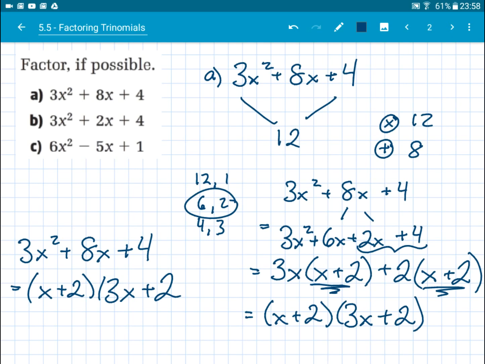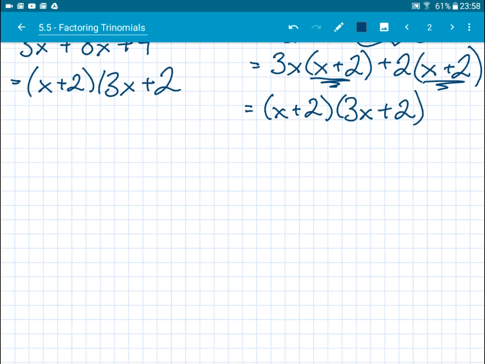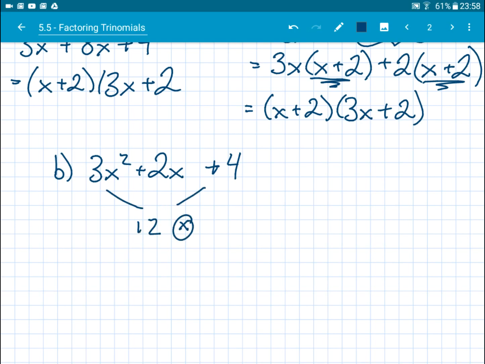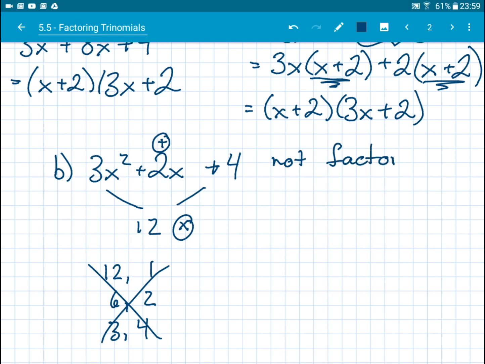Okay? Now, if you take a look at the second one, we can try that one too. So 3x squared plus 2x plus 4. So b, 3x squared plus 2x plus 4. Okay, so we'll multiply these together again, get 12. That's what we're looking for, the two numbers to multiply to give us. We're looking for two numbers that add to give us 2. So you may see this already, but if I write them all out, again, none of these work. So this is not factorable over the integers.